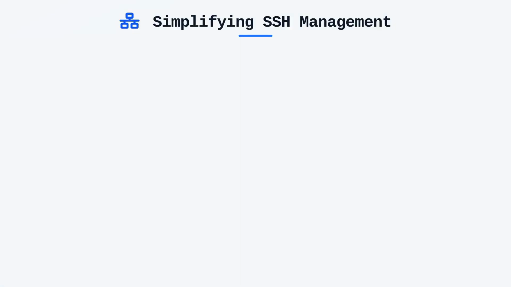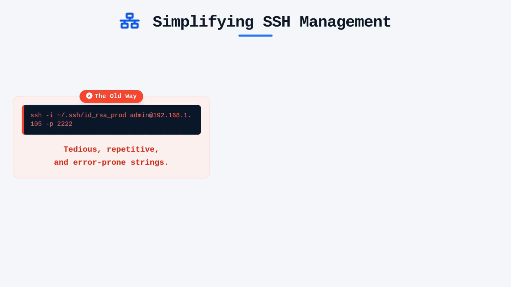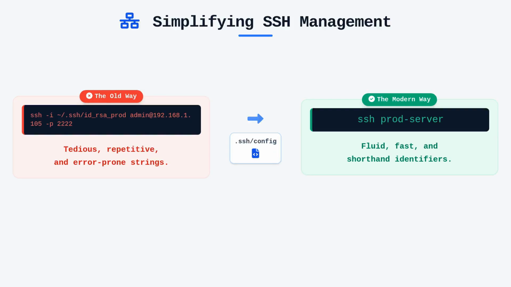Managing complex connection strings for dozens of servers becomes tedious, yet we can simplify this dramatically with the SSH configuration file located in the .ssh directory on your local machine. By defining host aliases, you can turn a long, repetitive command involving specific usernames, IP addresses, and identity files into a simple shorthand. Instead of typing the full string every time, your configuration maps these parameters to a single identifier, making daily administrative tasks fluid and less error-prone.